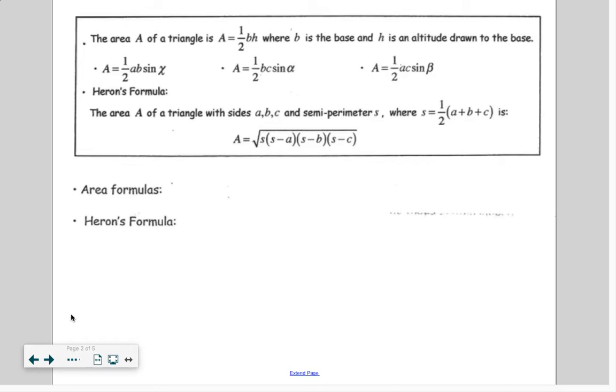This is in general when we don't know the height of a triangle and we need to find that height, or if it's a right triangle, or if it's not a right triangle. So those formulas are all here. Basically, it's the same exact thing, just using different scenarios.